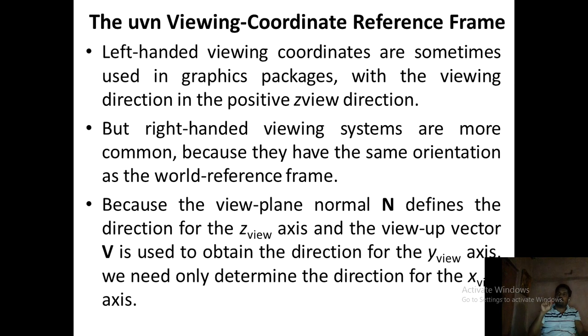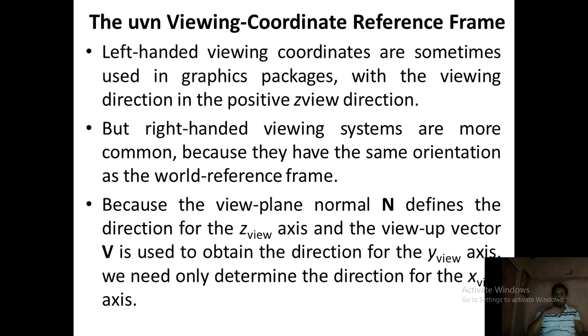In this case, we are viewing in the negative z direction. In the right hand coordinate system, we are viewing in the negative z direction. In the left hand coordinate system, we are viewing in the positive z view direction. That's why we have to decide which one we are using. That's why we want all x, y, z, right? But till now we know only y and z, we don't know x. We have to calculate x here, right?